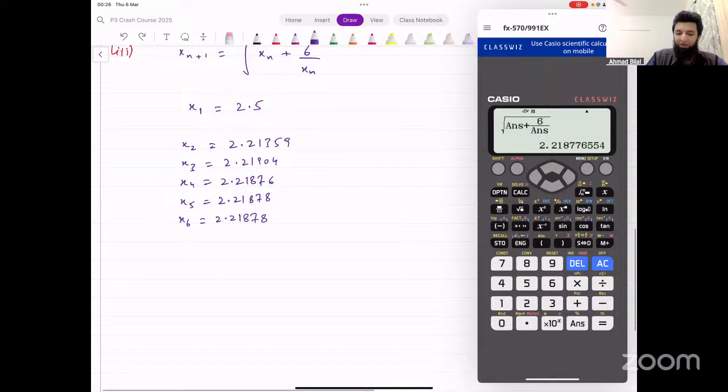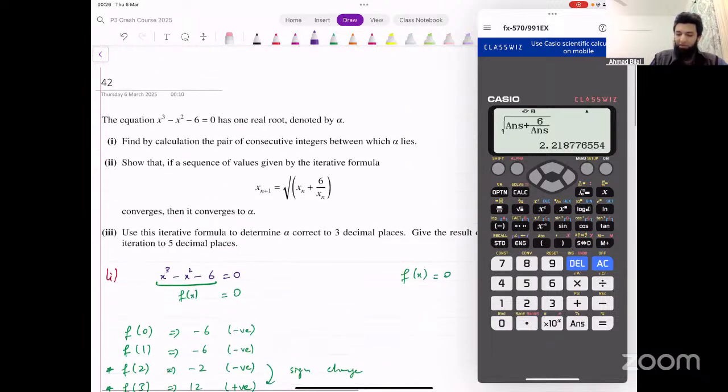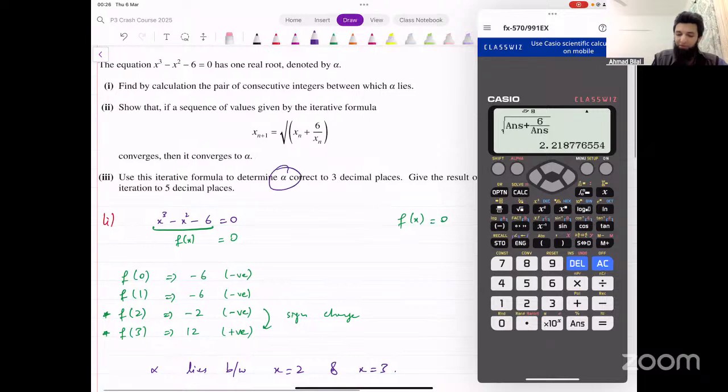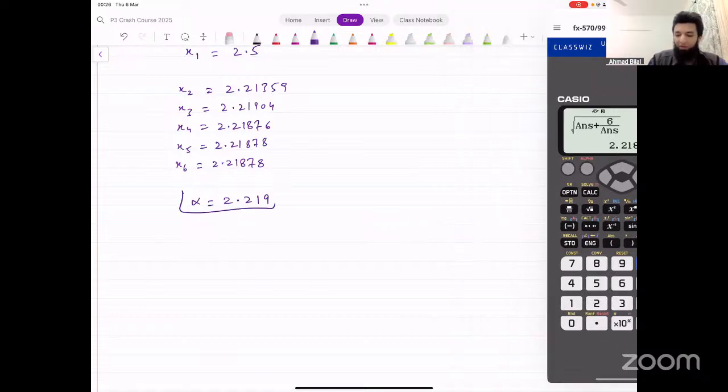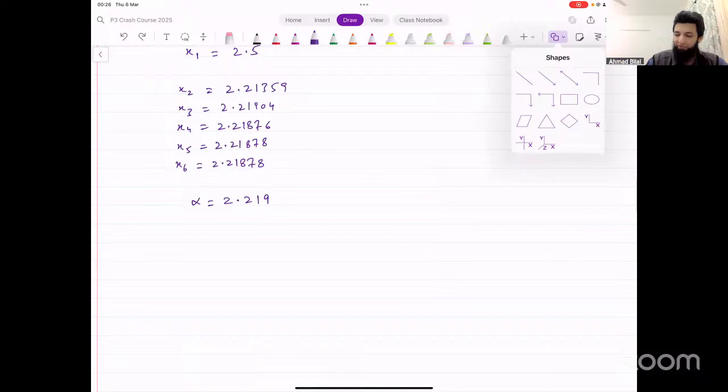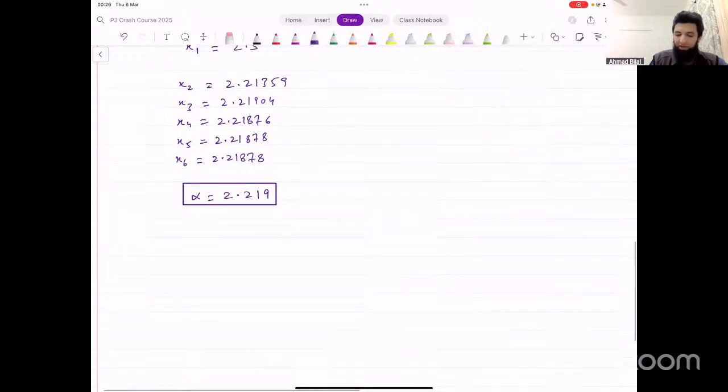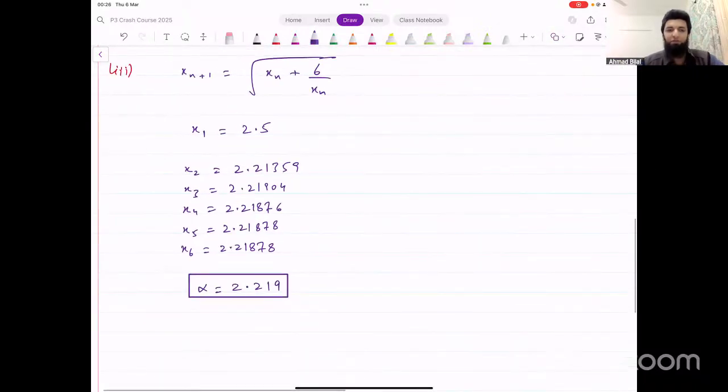We can write down the final answer to 3 decimal places, that is going to be 2.219. That's the final answer. This is supposed to be the value of alpha. So we write alpha equals this. Otherwise, again, we lose 1 mark. Okay. So we have to write alpha equals 2.219. That is the final solution. And that's what we wanted. Is that all right? Any questions on this?